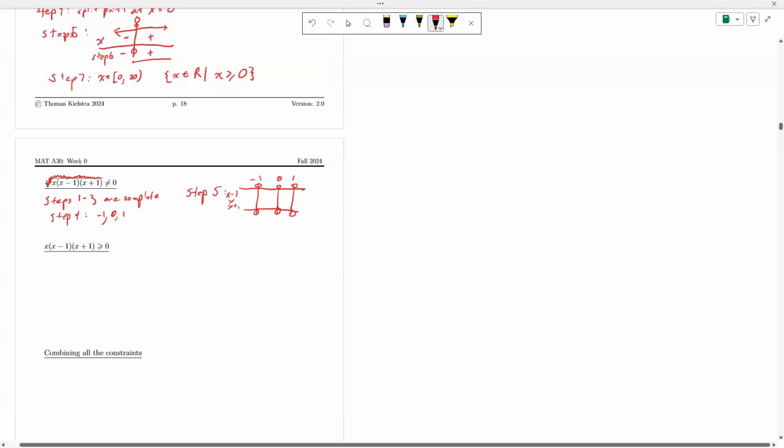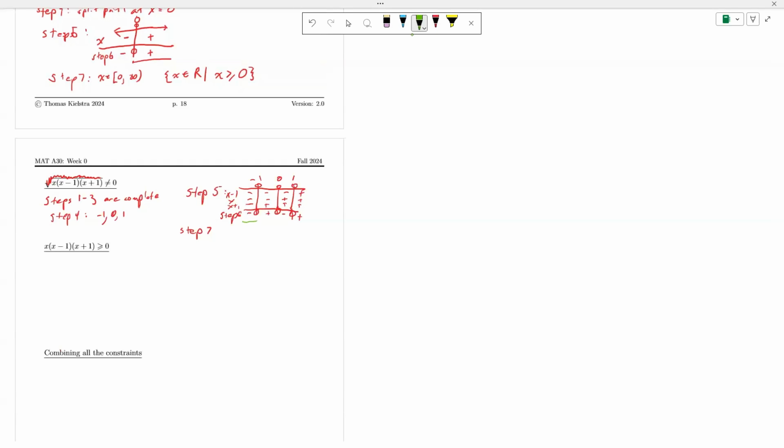Now, here, x minus 1 is positive, negative, negative, negative. x is positive, positive, negative, negative. And x plus 1 is positive, positive, positive, negative. Multiplying our signs, we get positive, negative, positive, negative. Here, we want to know when these intervals do not equal 0. So we've completed step 6, and step 7 is identifying when we're not equal to 0. So that would be like this.